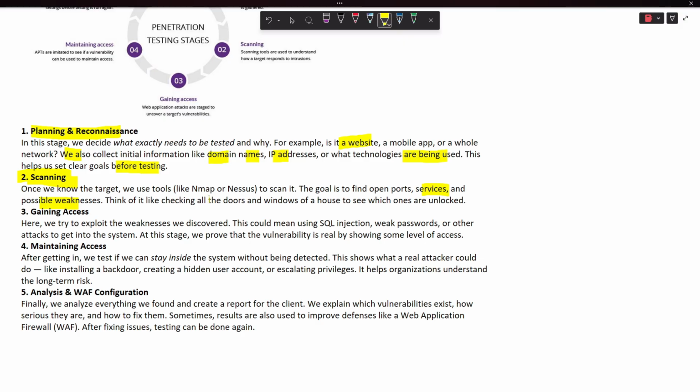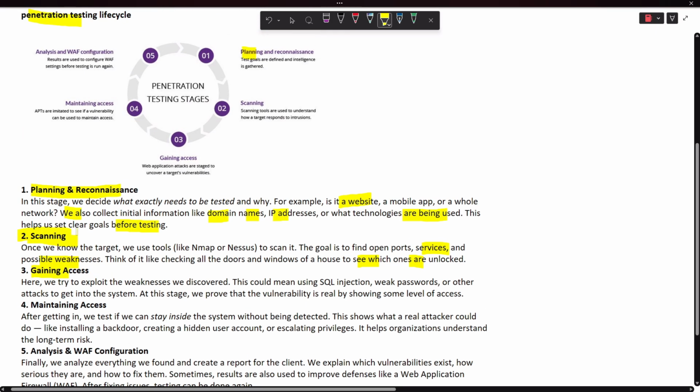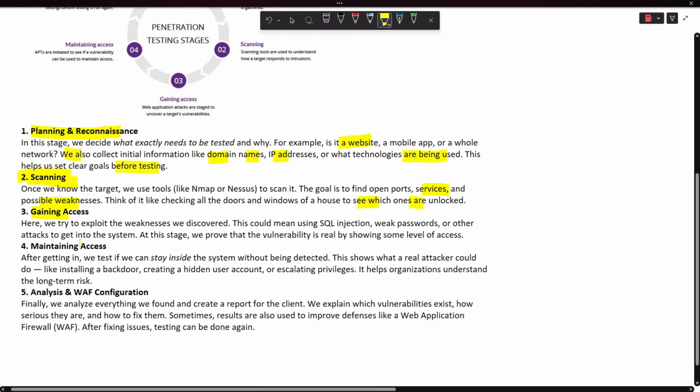Yeah, using different tools. So think of it like checking all the doors and windows of a house to see which ones are unlocked. Okay, then we have a third phase, which is gaining access.